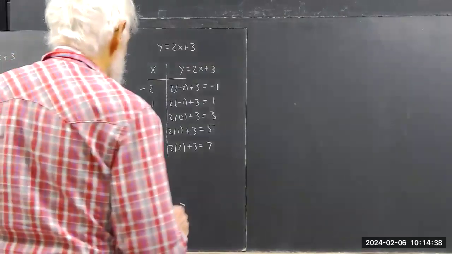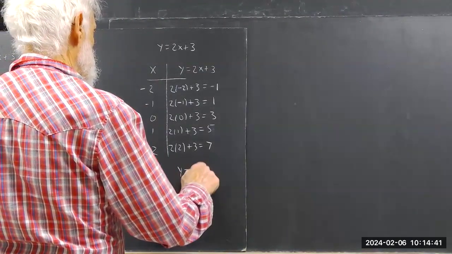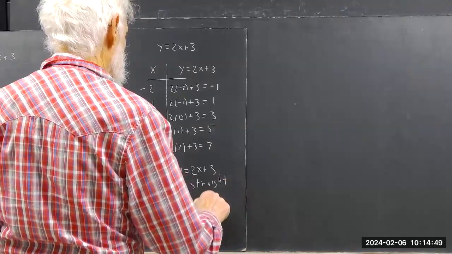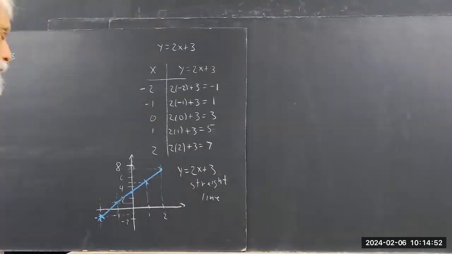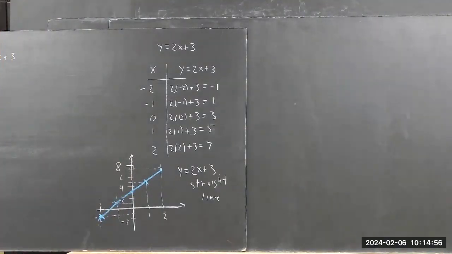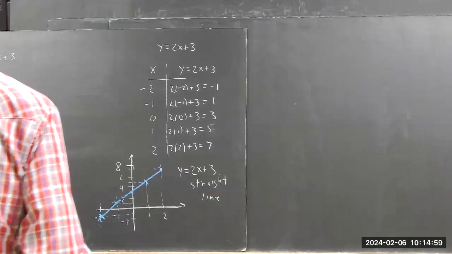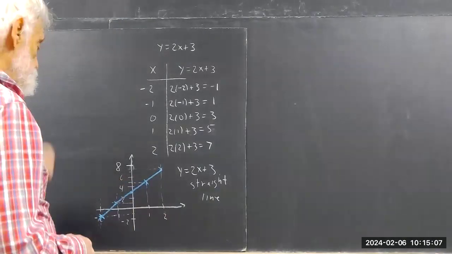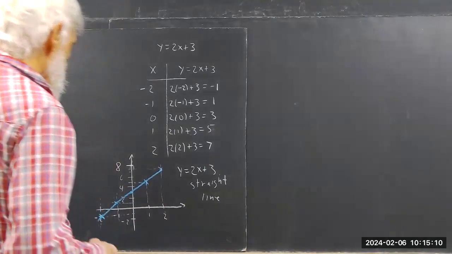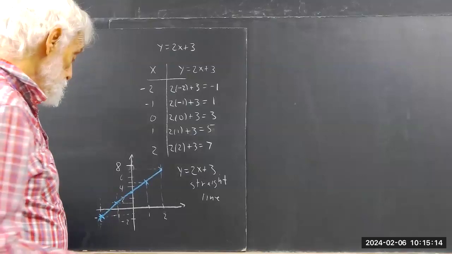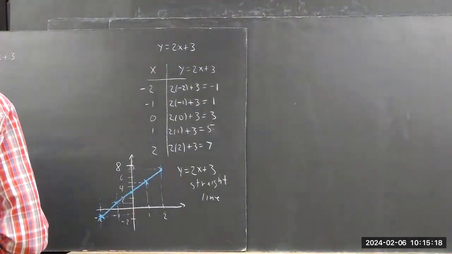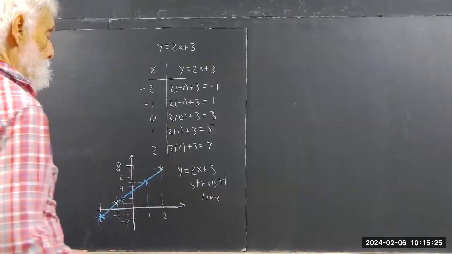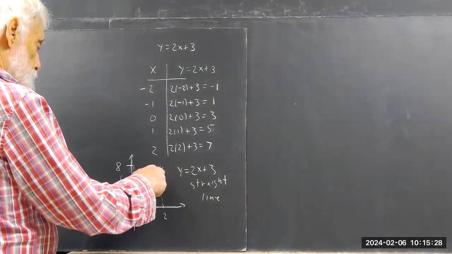Okay, so y equals 2x plus 3 gives us a straight line. The slope of this straight line we can get in a fairly simple way. We just take 2 points on the line. So I'm going to take a point, say this point, and this point. Now I'm going to draw the line segment between these points.